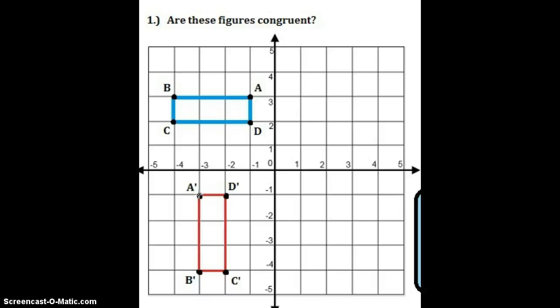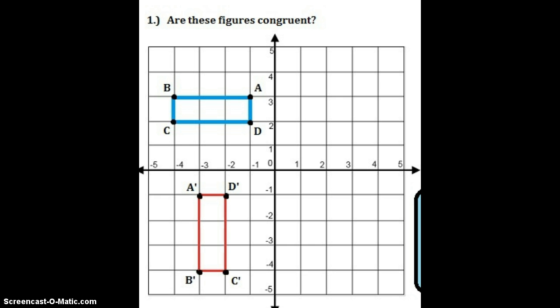The other reason is because you can see just by looking at it, since this is a pretty easy shape to look at, we can tell that figure ABCD is 1 unit high, 3 units wide, and A prime, B prime, C prime, D prime is 1 unit wide and 3 units high. So we can see the figures are the same, therefore these are congruent.